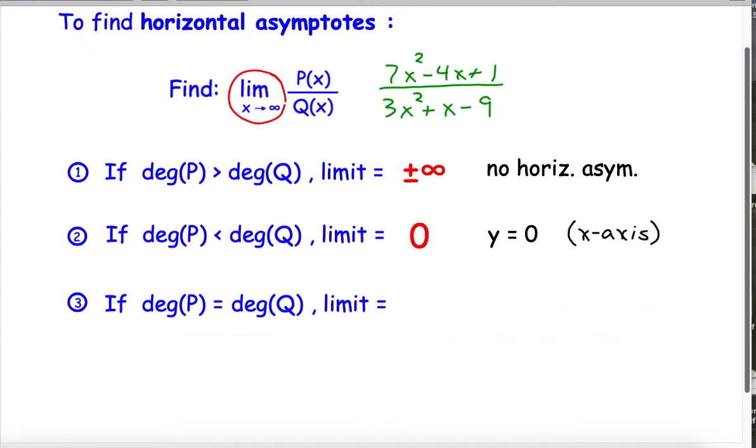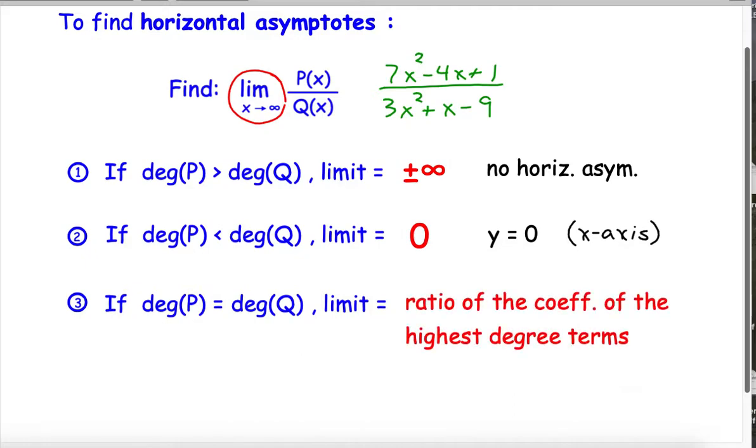Well, it turns out that the limit is going to wind up equaling the ratio of the coefficients of the highest degree terms. What do I mean by that? By the way, they might not always be in descending order, so you have to look at the highest power of x, wherever it is. In this case, we have 7. And in the denominator, the highest degree term has a coefficient of 3. And so the limit is going to equal 7 over 3. It turns out that that's the horizontal asymptote. So in this case, your horizontal asymptote would be y equals 7/3.